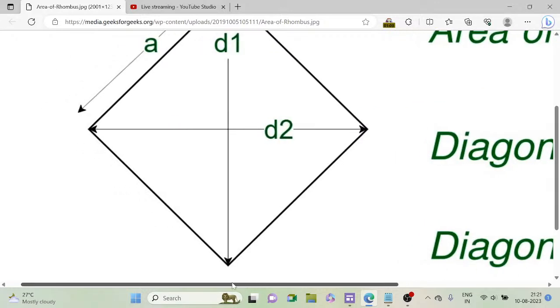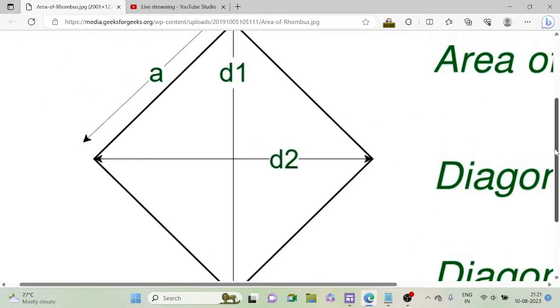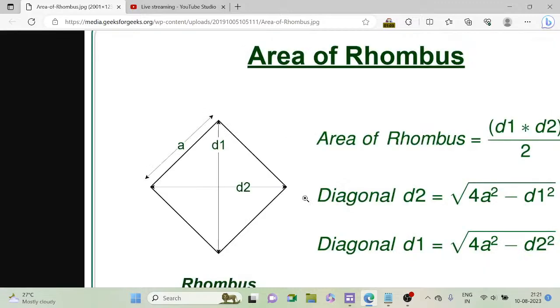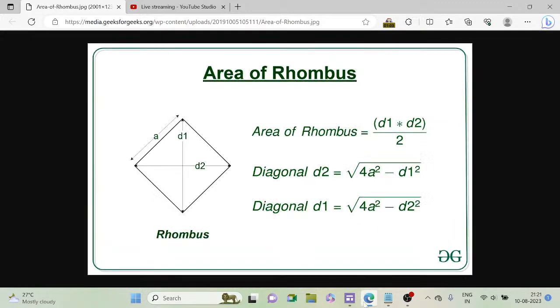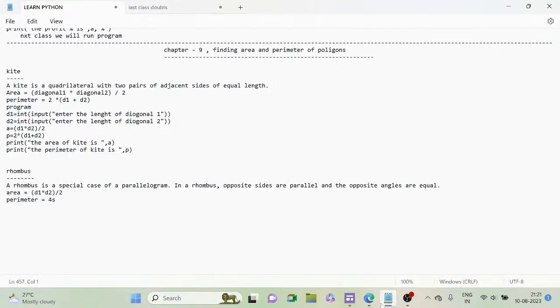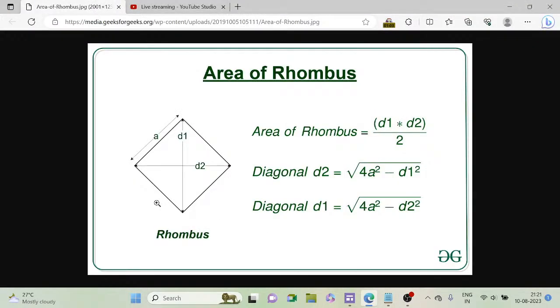See, this figure is called a rhombus. So let's go for its definition. A rhombus is a special case of a parallelogram. In a rhombus, opposite sides are parallel and the opposite angles are equal.